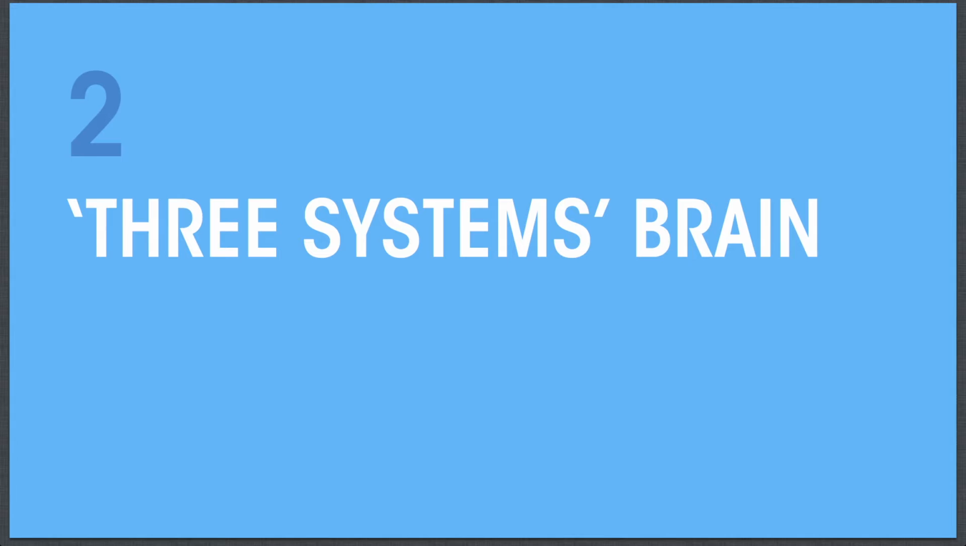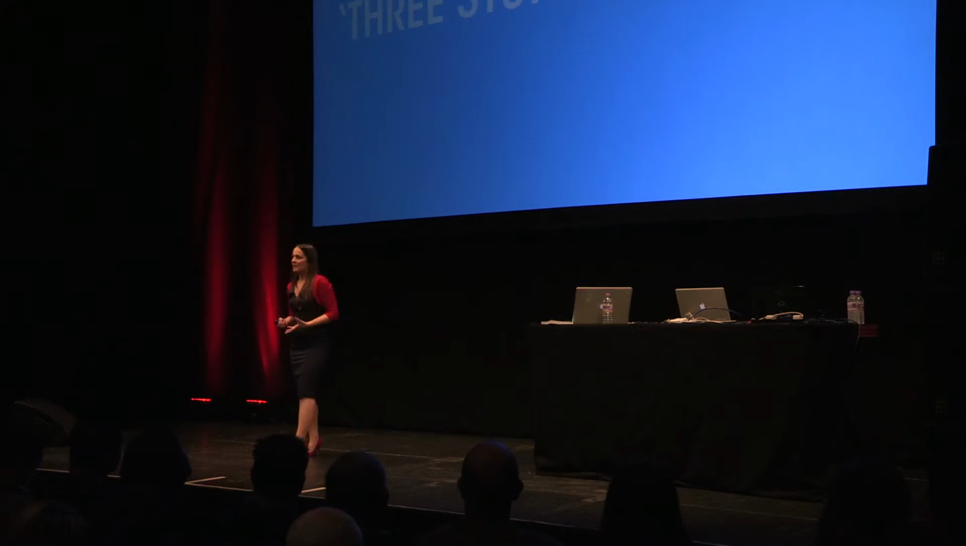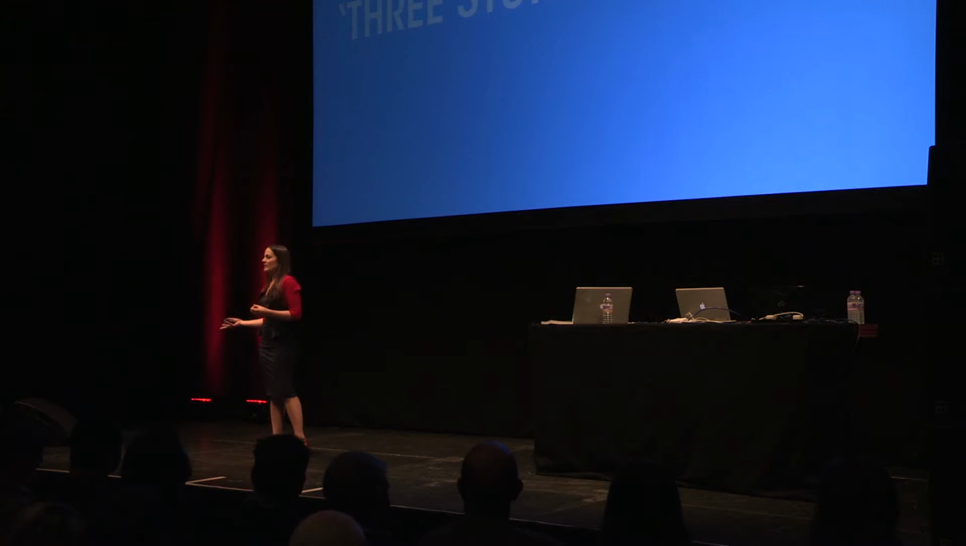So I'm going to start off with the idea of the three systems brain. Susan earlier flashed up a really interesting slide, which looked at the forebrain, the midbrain, and the hindbrain. This is a really useful metaphor to understand the different systems that we're trying to engage with as designers, or in whatever we're doing in business, whenever it involves another human that we're trying to influence, to figure out which levels we need to interact on.